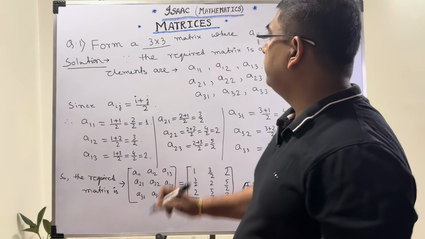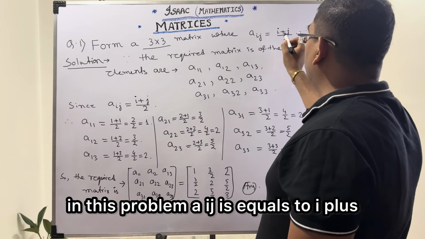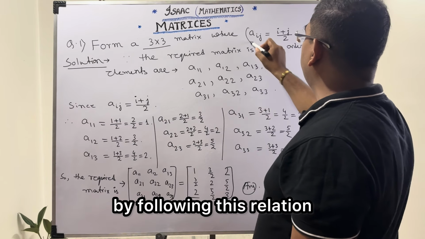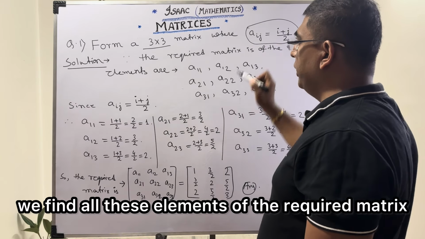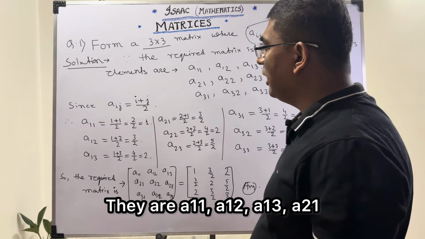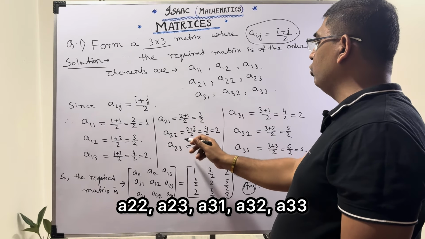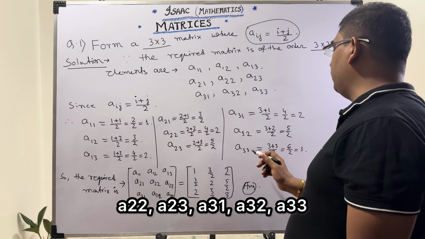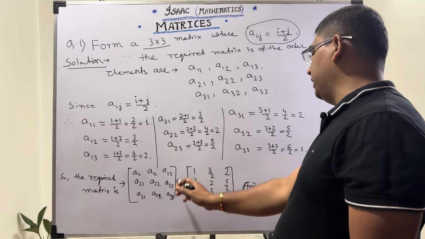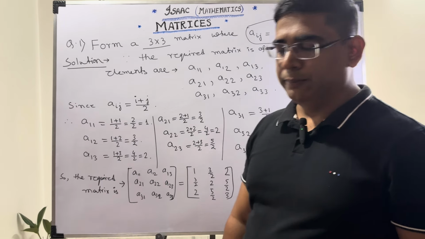In this problem, Aij is equal to (i plus j) whole divided by 2. By following this relation, we find all these elements of the required matrix. They are A11, A12, A13, A21, A22, A23, A31, A32, A33. Then replacing these values in this form, we get the required matrix.